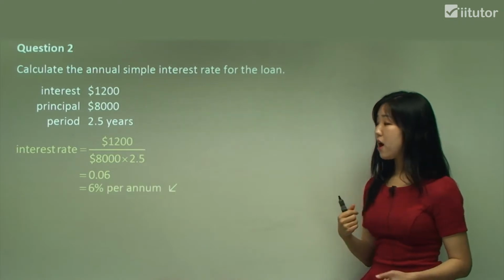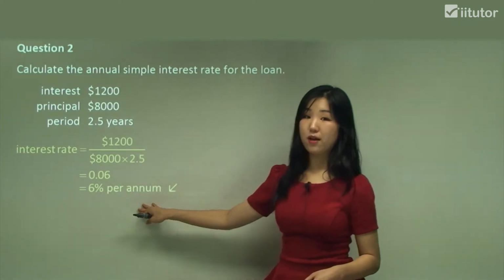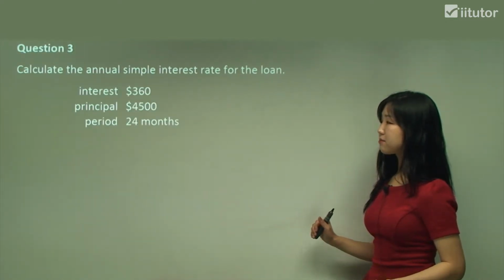Don't forget to times it by 100, and then it becomes 6%, and don't forget to write per annum as well. It's very important. And that's pretty much it, very similar to the previous one.